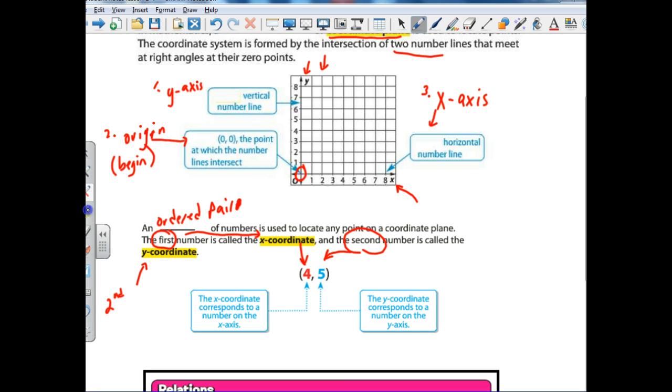I'm going to grab my highlighter. This would be a nice highlighter place for you, or underline. Okay, the x-coordinate. X-coordinate is that first number, the 4. In that example, 4 is the x. The second number is the y-coordinate. And in that particular example, the y-coordinate is 5.